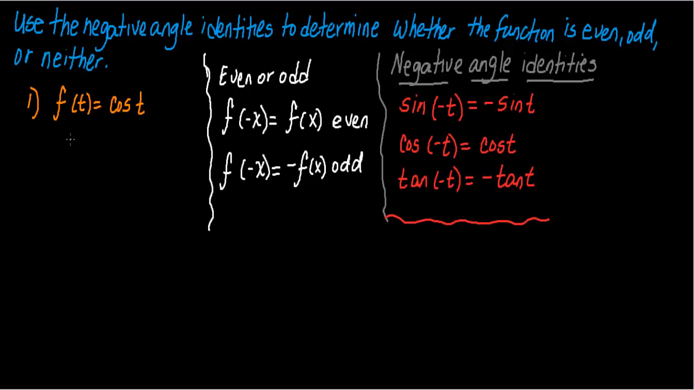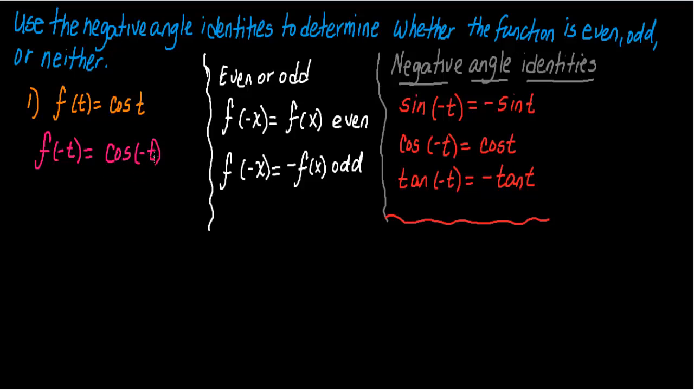So let's do this first example here. They've given me the function f of t is equal to cosine of t. I want to know if it's even or odd. So the first thing you do is take your function and evaluate it at the negative t value. That means wherever there's a t in your original function, you will substitute a negative t. Okay, so my first step was evaluating the original function at a value of negative t, and there it is.